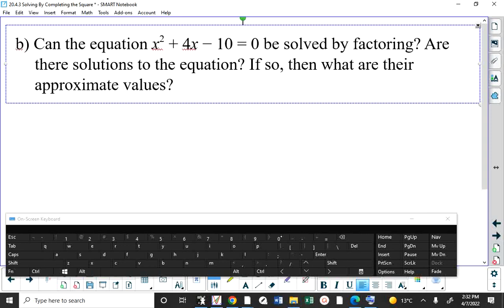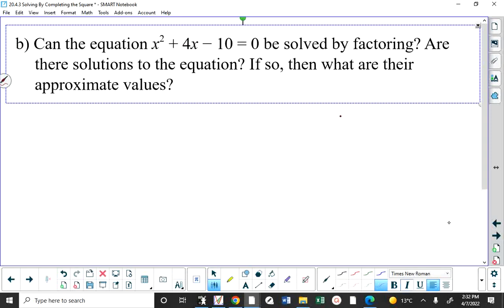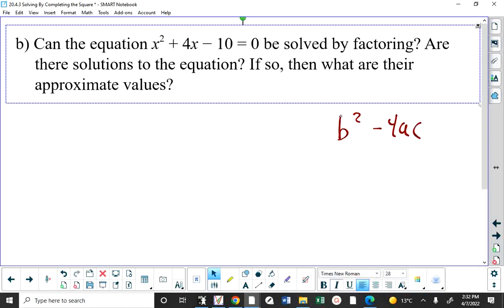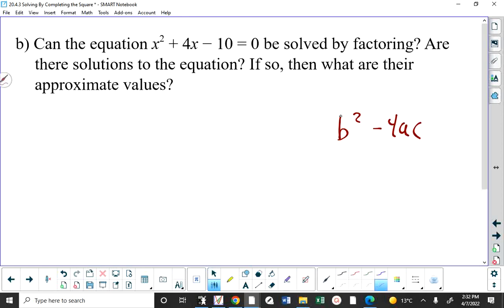Can you solve this equation by factoring? Well, let's go to our friend b squared minus 4ac. Calculate b squared minus 4ac. Which would be 4 squared minus 4 times a is 1 times c is negative 10. I guess that's 56. Which is not a perfect square.